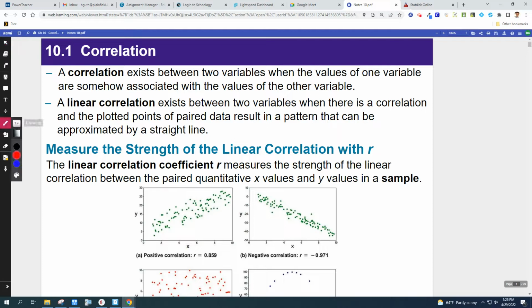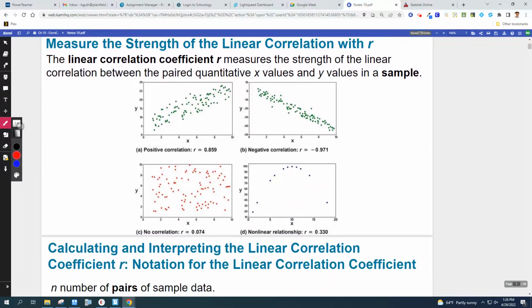10.1 Correlation. A correlation exists between two variables when the values of one variable are somehow associated with the values of the other. And a linear correlation exists between two variables when there's a correlation and the plotted points are approximated by a straight line. Okay, linear line, that should make sense.